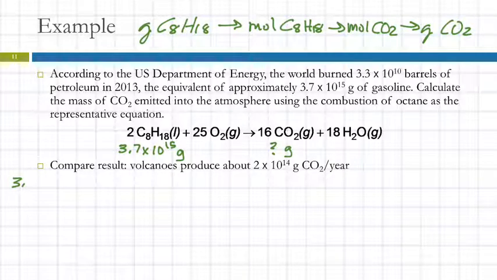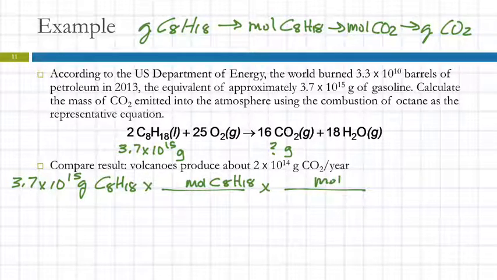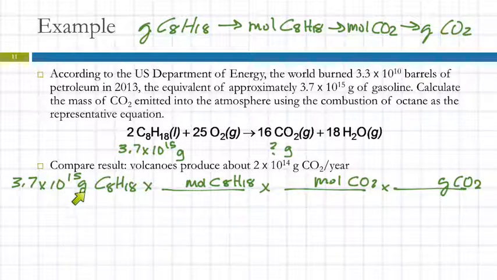So I've got 3.7 times 10 to the 15th grams C8H18. It is important to write the chemical formulas here. And times and a line. So the unit there is going to be moles of octane times and a line. And the next unit is going to be moles of CO2. And then the final arrow is going to give me grams of CO2. Grams to moles to moles to grams.